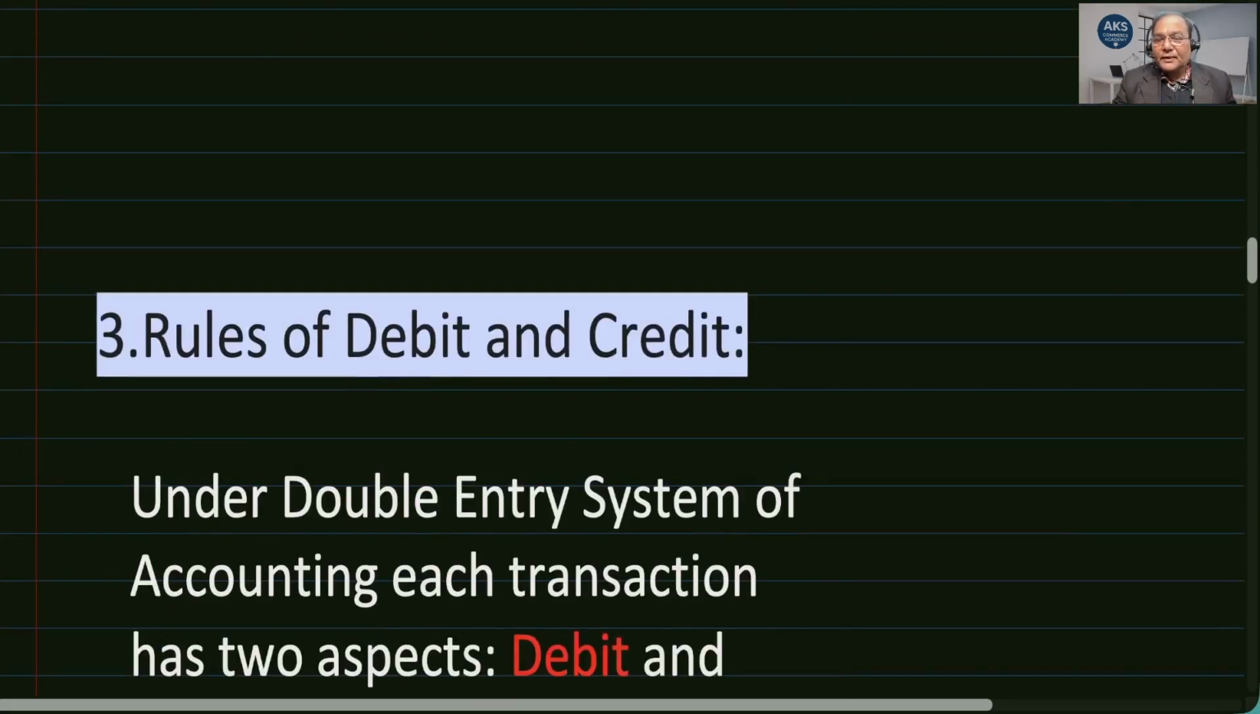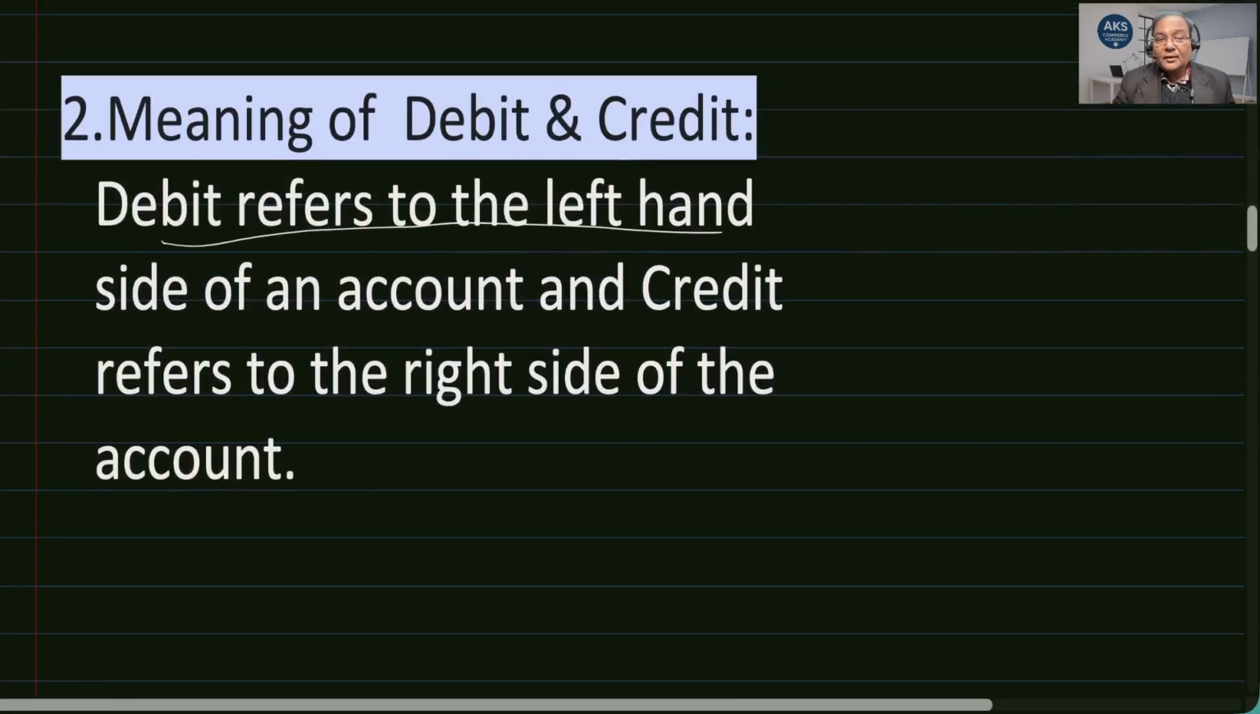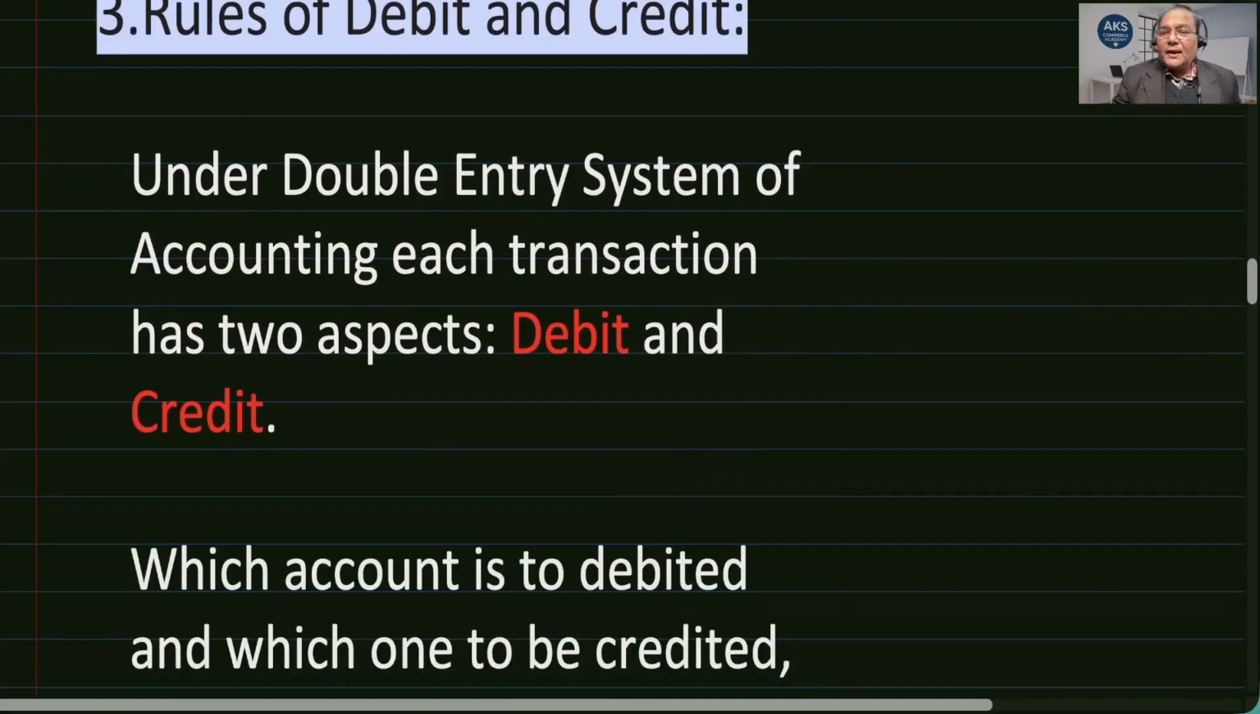Now the rules of debit and credit, this is very important for all of us to understand. Under the double entry system, every transaction is recorded considering its dual effect, not a singular effect. If a purchase is done from Ram, purchase will be entered and Ram will be entered. So this is the double entry system of accounting. Each transaction has two aspects. One is debited, the other one is credited.